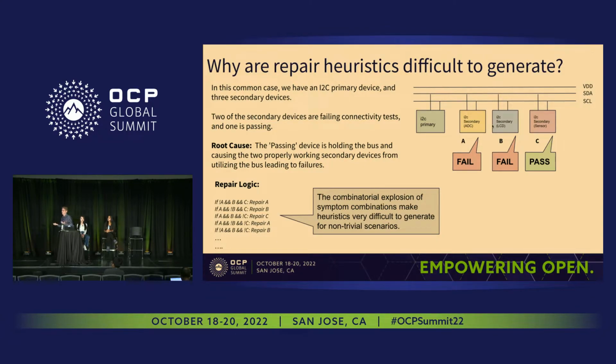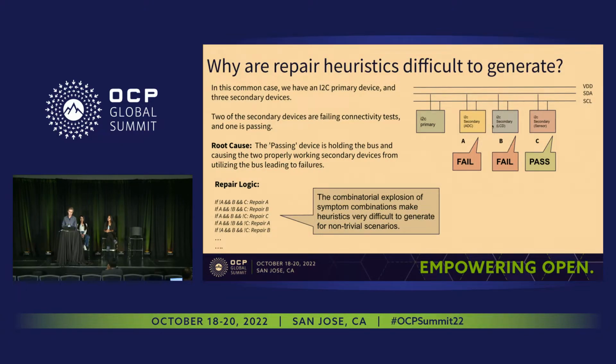So why are repair rules so difficult to generate? It seems like it'd be easy, right? But it's not. This is a famous example. We've got one I²C primary device here and 3 secondary devices. In this particular case, I've got device C that's passing and the other 2 devices are failing. But what's really happening here is that device C has that bus in contention. It's got it locked. So it's not functioning correctly, but it's the only device that's passing. The other 2 devices are failing. They're working properly, but they're never able to get the bus, right?